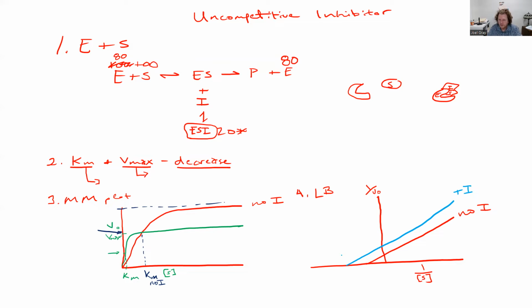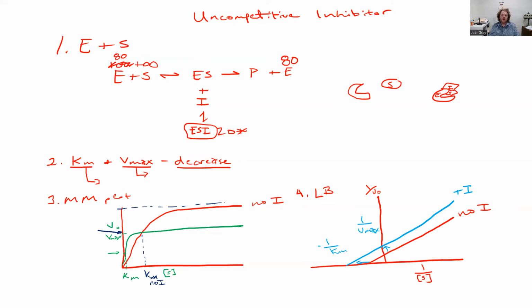So what's happened is my x-intercept corresponds to my -1 over Km. My y-intercept is 1 over Vmax. These two values have gone farther from 0. They are reciprocal values, though, so they have both decreased. Your Km and your Vmax have decreased. Now, what's a pretty common thing of an uncompetitive inhibitor is that your plus inhibitor and no inhibitor lines are almost completely parallel to one another because your Vmax and your Km have basically changed at essentially the same rate.